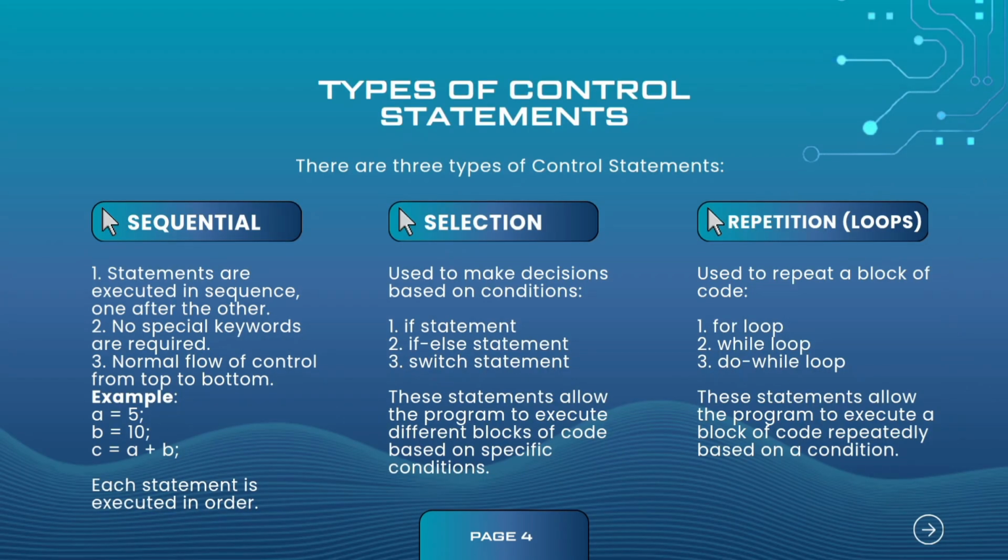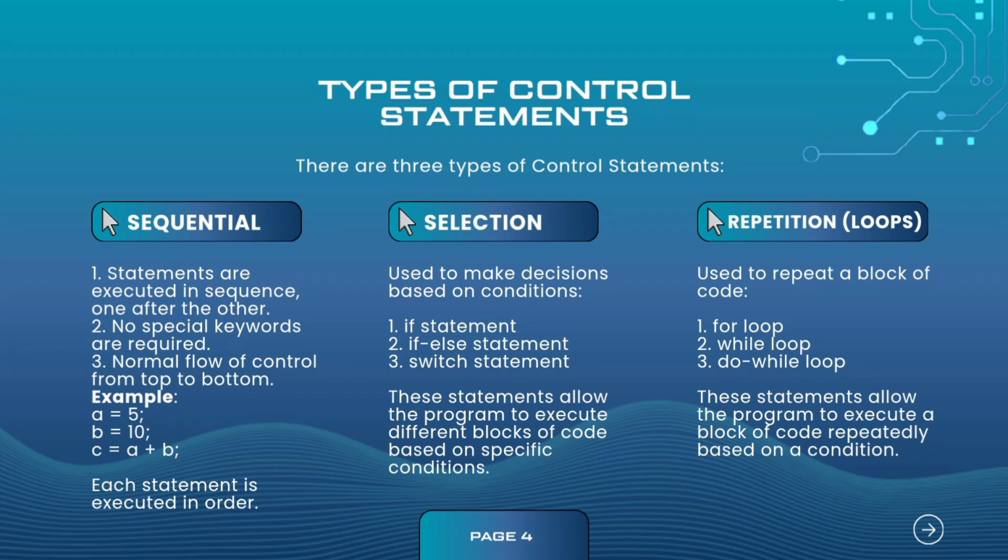Types of control statements. There are three types of control statements: sequential control statement, selection control statement, repetition loop control statement. Sequential control statement. Statements are executed in sequence, one after the other. No special keywords are required. Normal flow of control from top to bottom. Example: A is equal to 5, B is equal to 10, C is equal to A plus B. Each statement is executed in order.